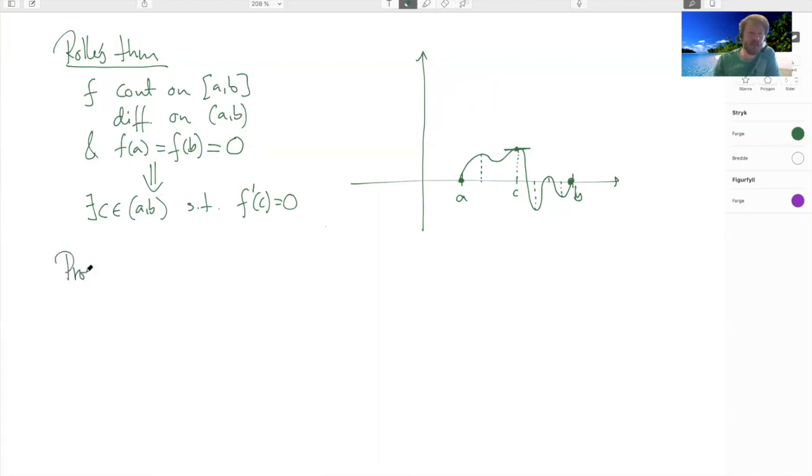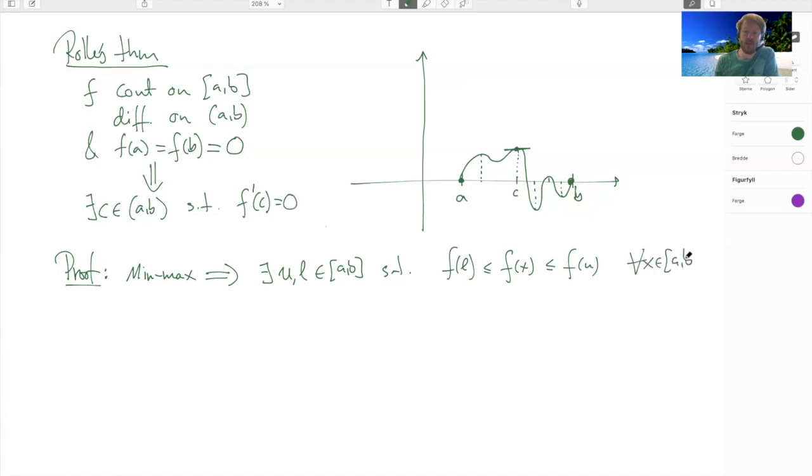Let's now look at the proof. Now, this theorem can be proven in a bunch of different ways, but usually you do a proof by cases. And to prepare for this, we're going to use the Min Max Theorem. The Min Max Theorem, since f is continuous on a closed and finite interval, implies that there exist points u and l in [a,b] such that f(x) is smaller than f(u) and bigger than f(l) for every x in [a,b]. So this, in other words, is the global maximum of f, and this is the global minimum. So these two exist. And now we proceed to a proof by cases.